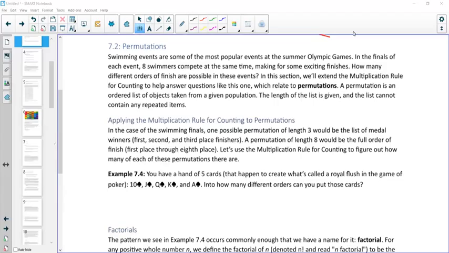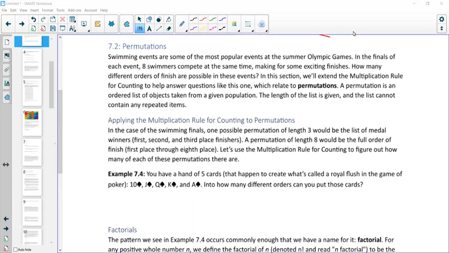Okay, today we're going to look at section 7.2, permutations. Things such as swimming events are some of the most popular events at the Summer Olympic Games. In the finals of each event, 8 swimmers compete at the same time, making for some exciting finishes. How many different orders of finish are possible in these events?